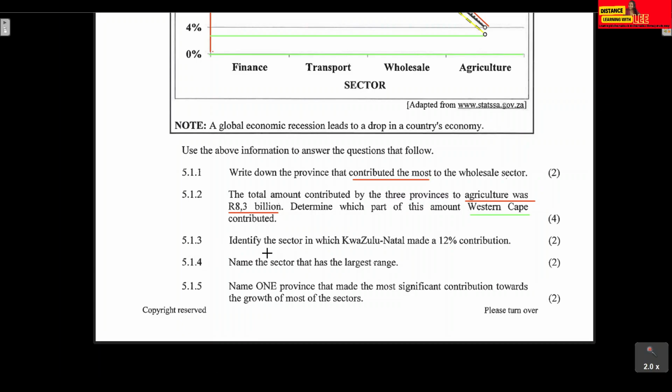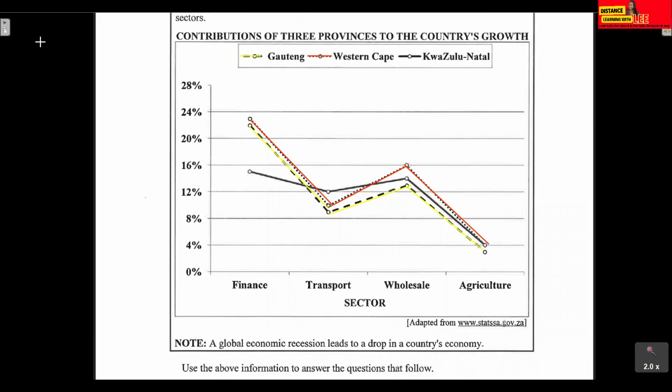Identify the sector in which KwaZulu-Natal made a 12% contribution. Okay, so here we want to basically determine the sector where KwaZulu-Natal made a 12% contribution. So all that we need to do, guys, is just literally draw a line from the 12%, and then from there, try to see where there is an intersection with the KwaZulu-Natal province. And then this is simple, right?